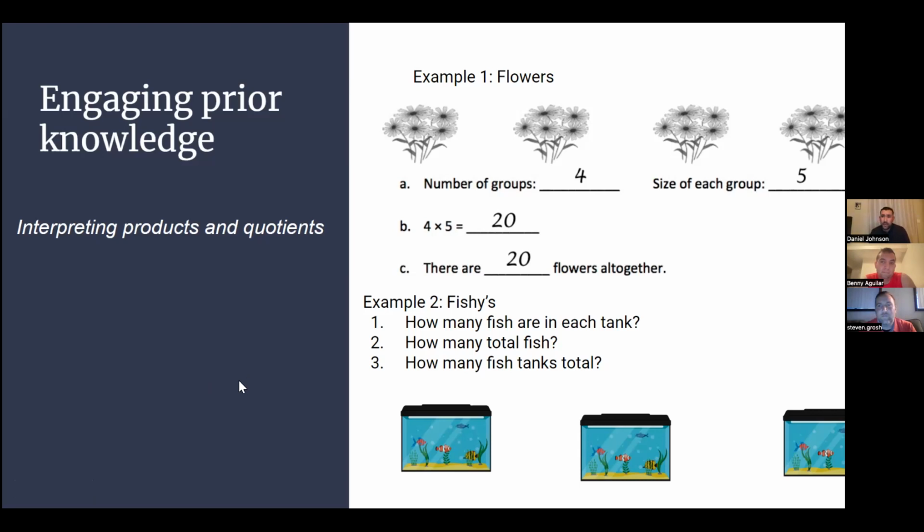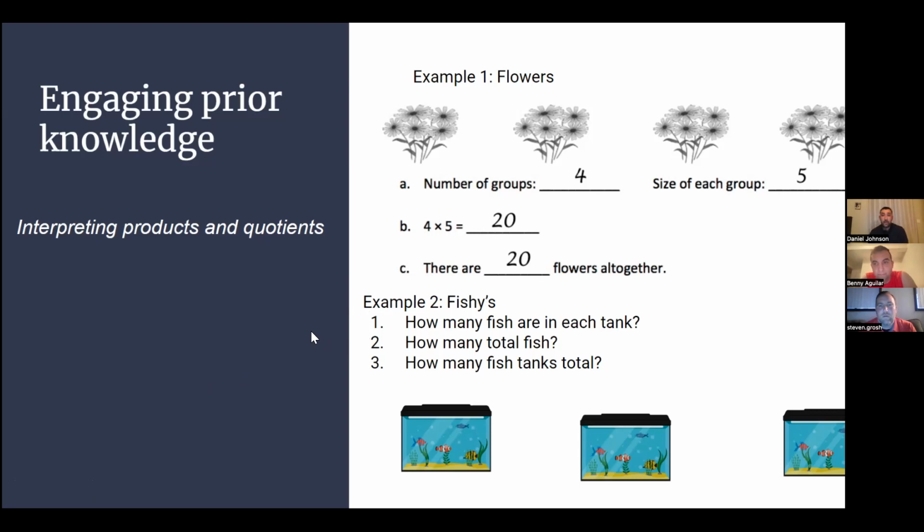As you can see, we have flowers, and a group. Ben, if you want to read it: Name of the groups, 4. Size of each group, 5. B, 4 times 5 equals 20. And C, there are 20 flowers together.